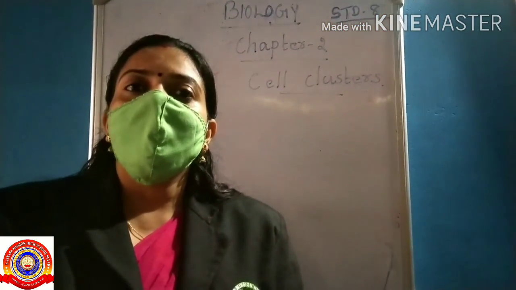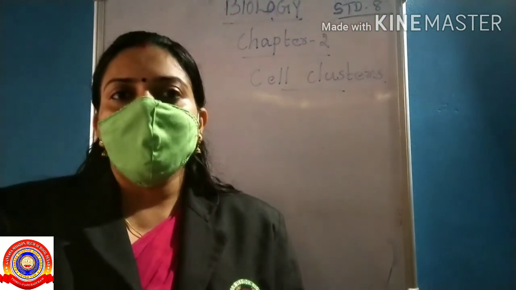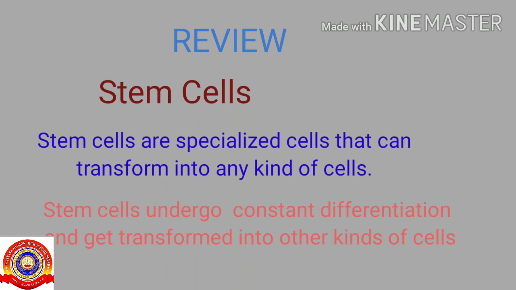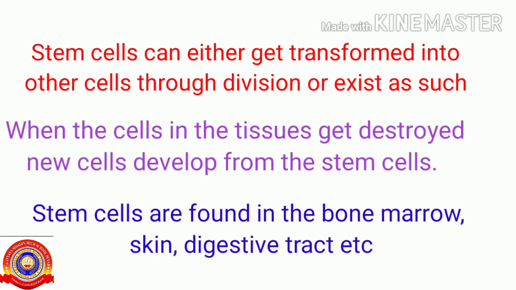Okay children, let's wind up today's class. Let's look at the review. Today we studied about stem cells. Stem cells are specialized cells that can transform into any kind of cells. Stem cells undergo constant differentiation and get transformed into other kinds of cells. Stem cells can either get transformed into other cells through division or exist as such.